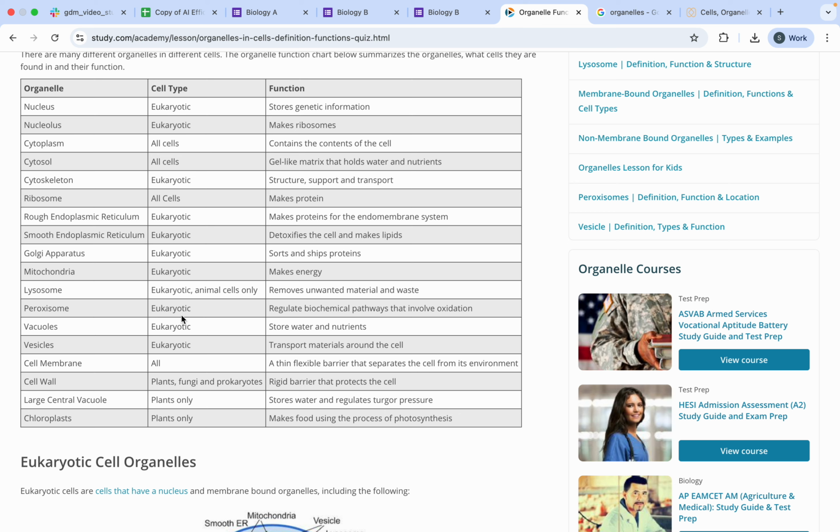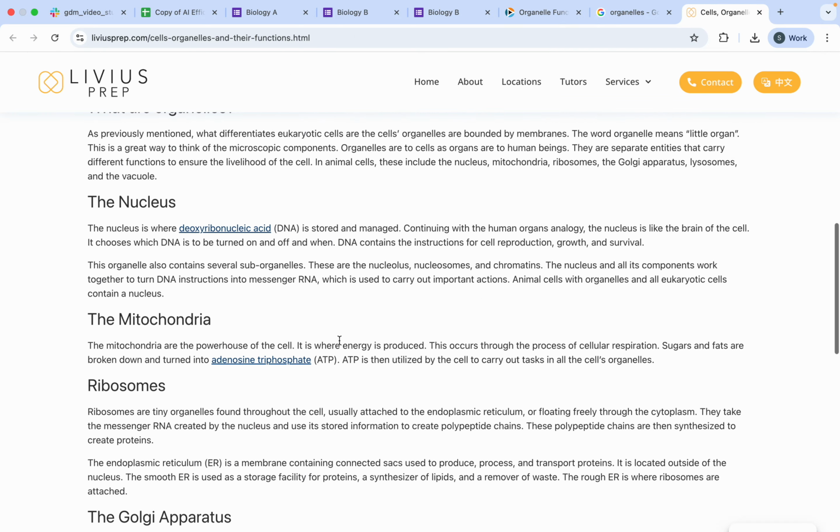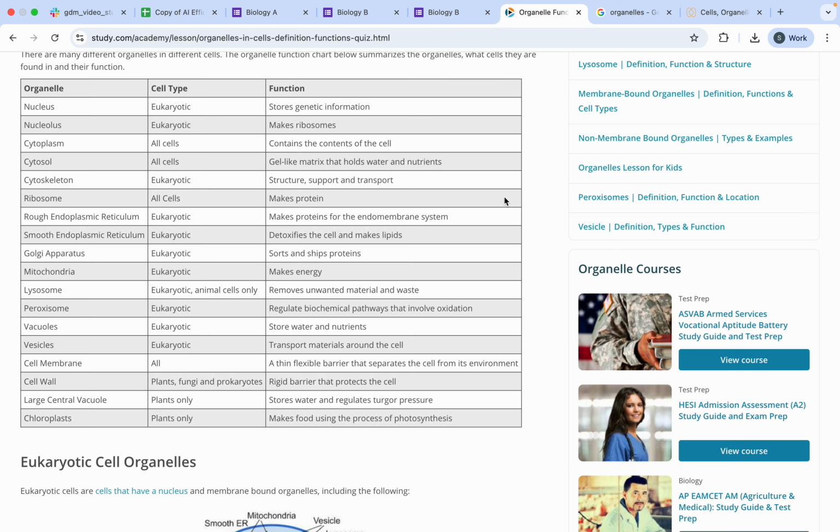Then peroxisomes, they regulate biochemical pathways like those that involve oxidation. Vacuoles store water and nutrients. Lysosome removes unwanted materials and waste. Peroxisomes regulate biochemical pathways that involve oxidation. Vacuoles store water and nutrients. Vesicles transport materials around the cell.